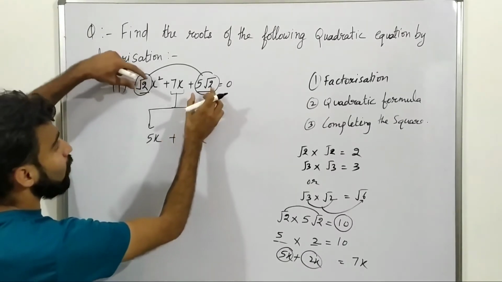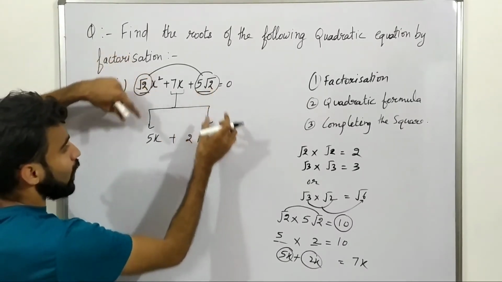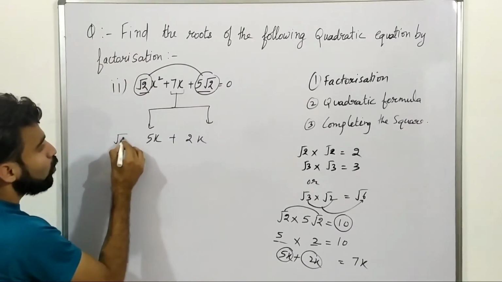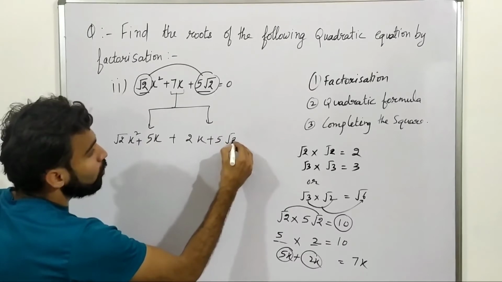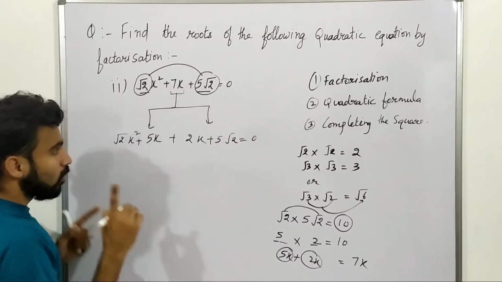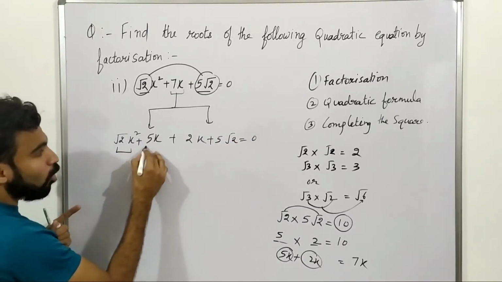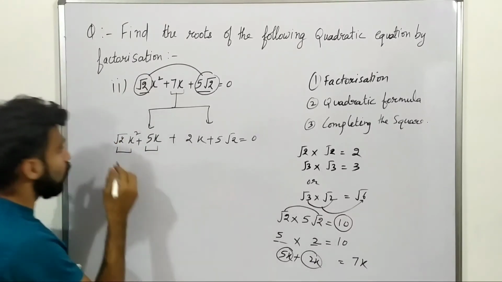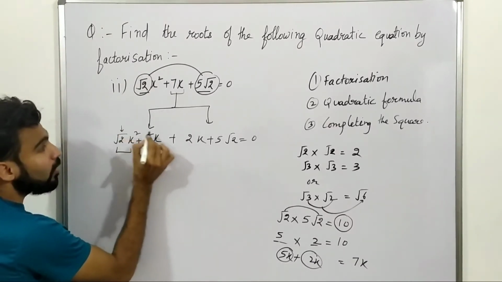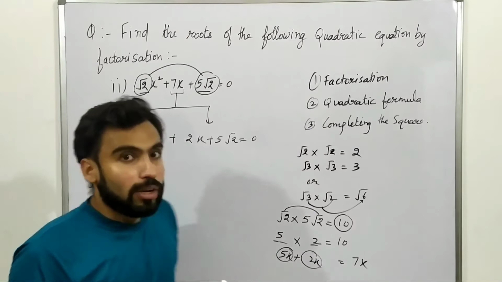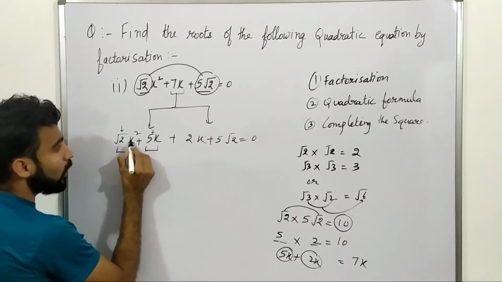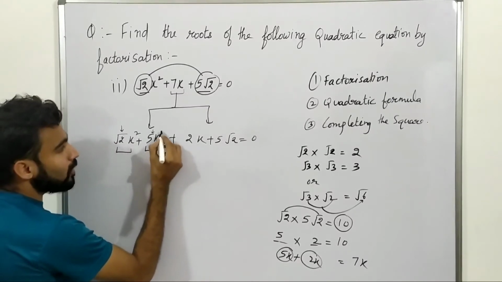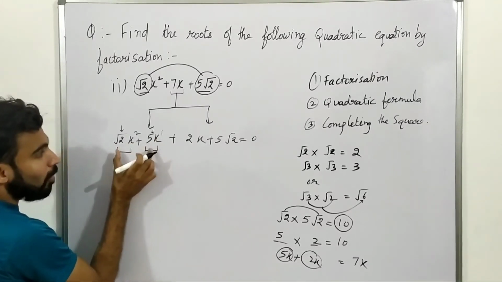Next thing is, I will write down both the other terms as it is. So that will be root 2 x squared and 5 root 2 equal to 0. Now, next thing is, you have to take something common from the first two terms. Taking a look at the numeric values, there's nothing common in root 2 and 5. So let me just concentrate on the power of x. Here the power of x is 2, here the power of x is 1. So 1x is simply common from both the terms.